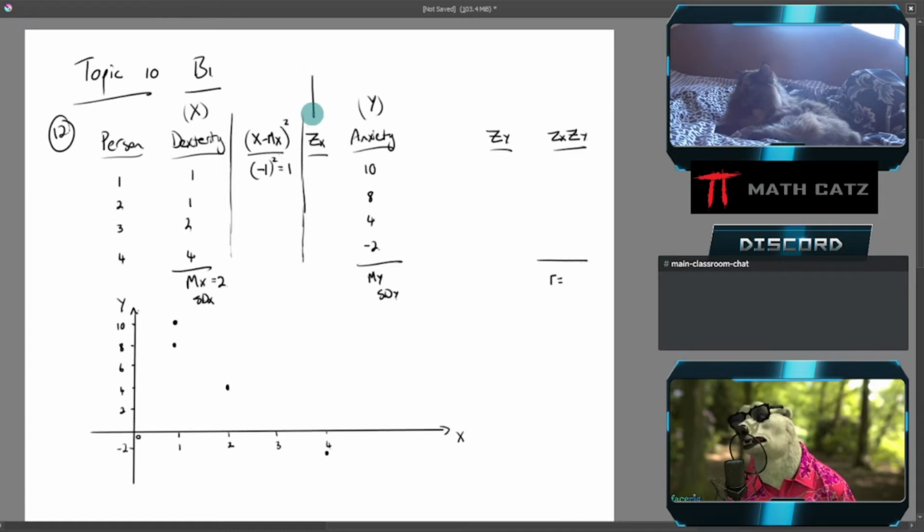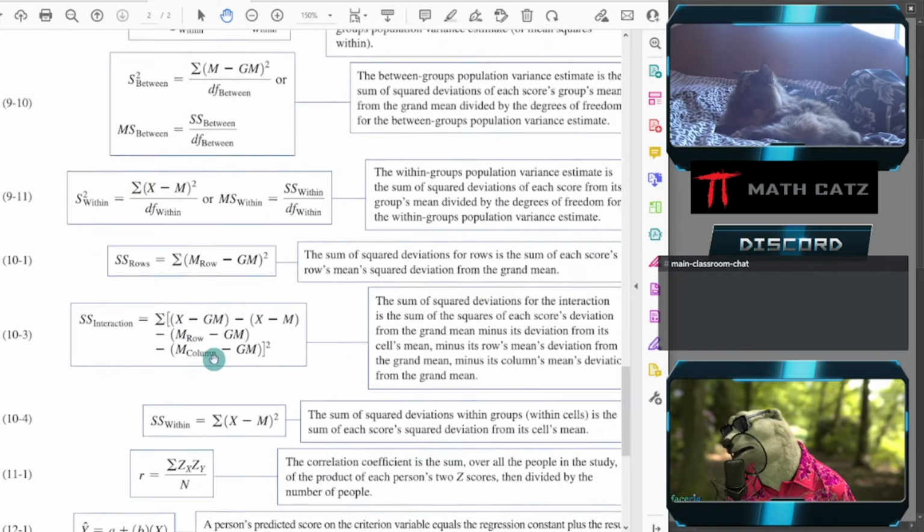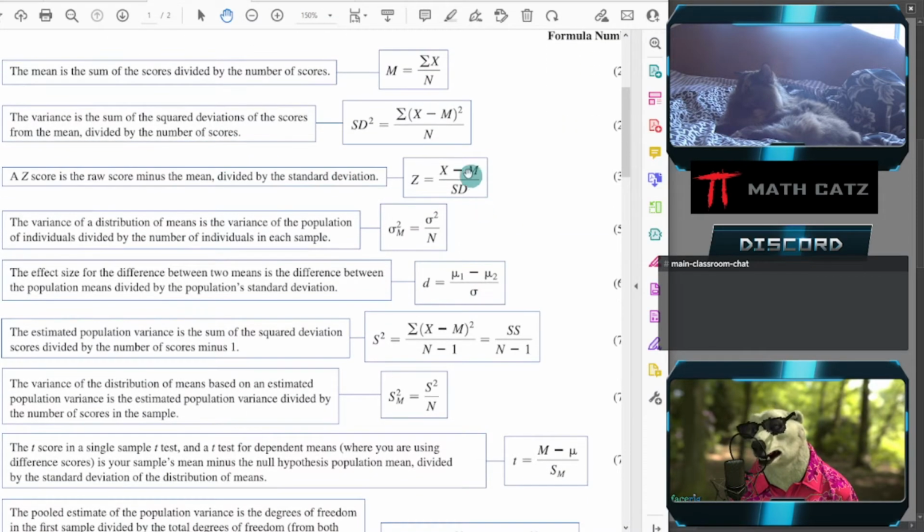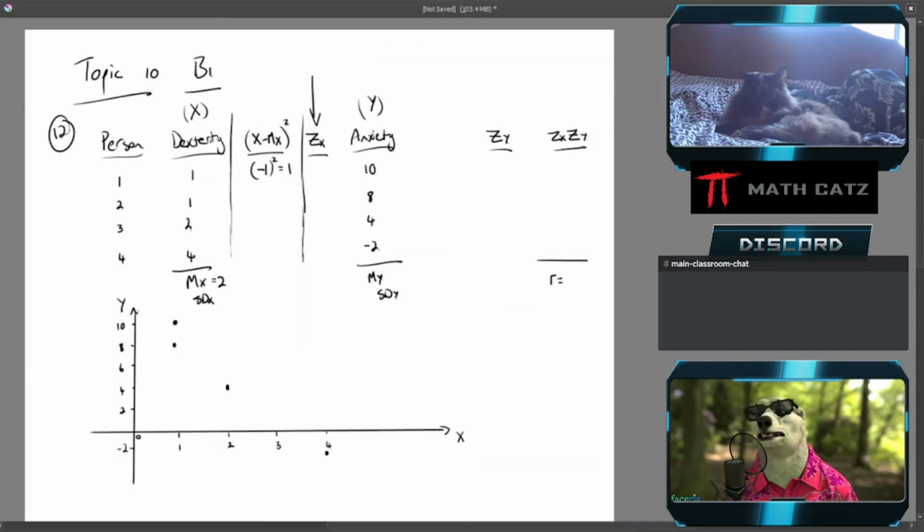And then if you remember, how do I get a z-score? Well, go way back. Over here, we take the x-score, subtract the mean, divided by standard deviation. So we have to calculate the standard deviation of our sample first. So it's the sum of all these squared deviations divided by the sample size. So the standard deviation comes first. So I do it for all of these.